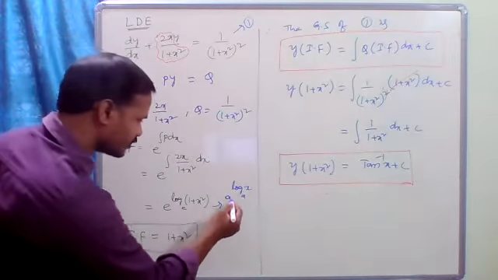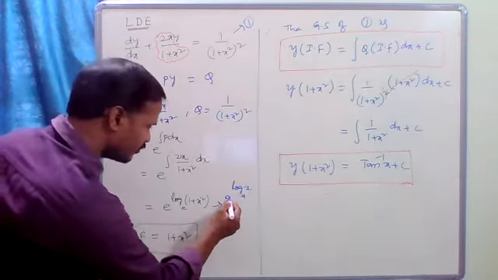Logarithms. In logarithms, if these two are equal, this is the value. a to the power log x base a is equal to x. That is the value of that expression. So e to the power log of 1 plus x square. In integration, in calculus, log means base e. So these two are equal, and the result is 1 plus x square.